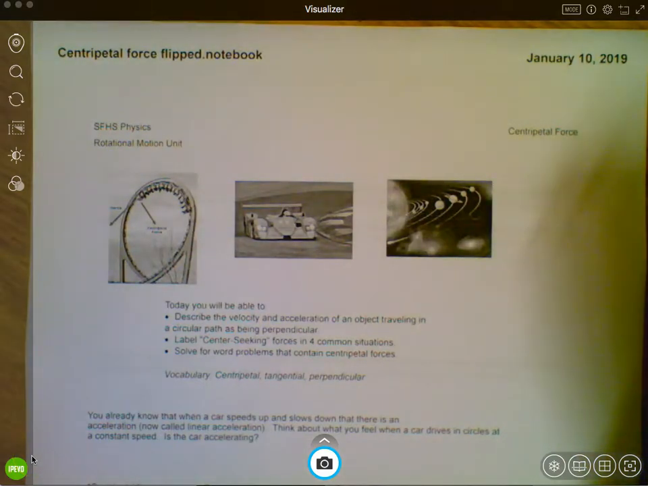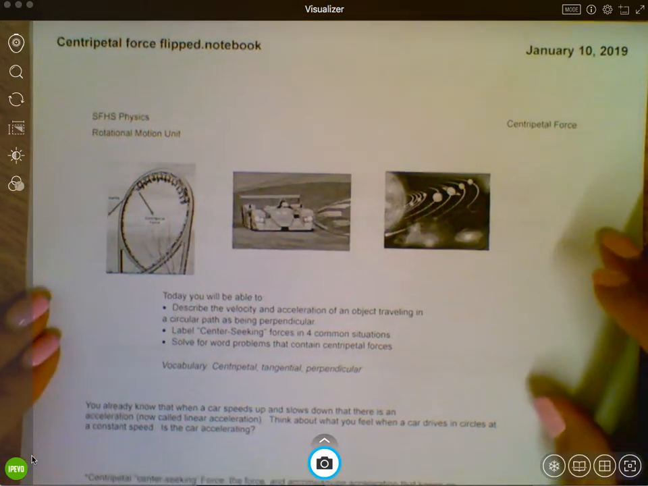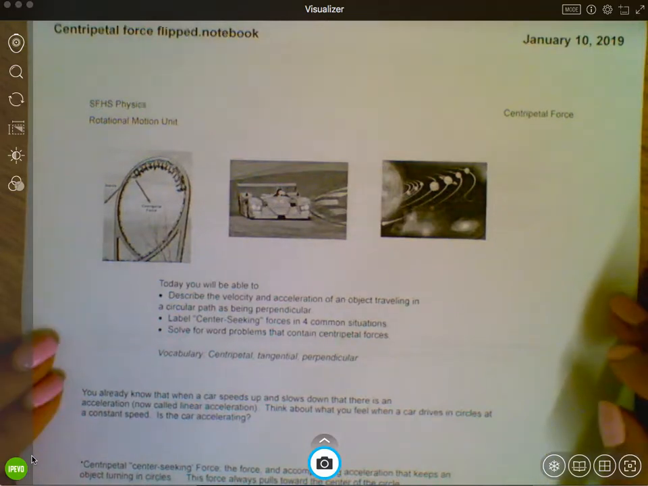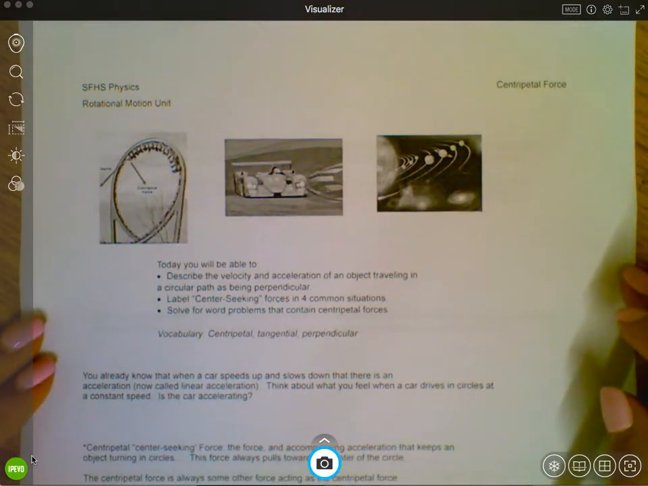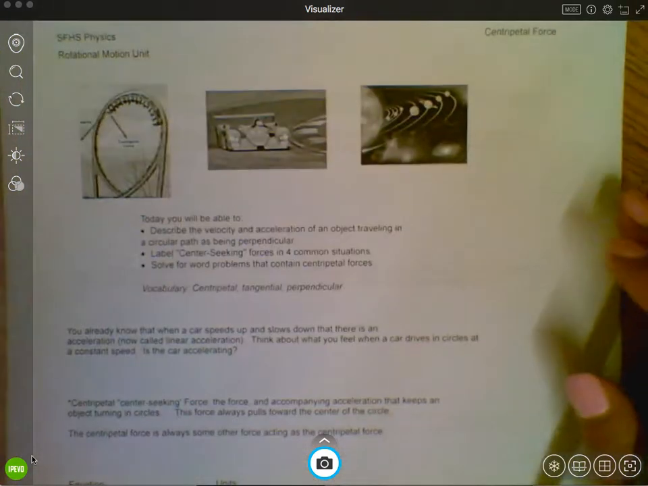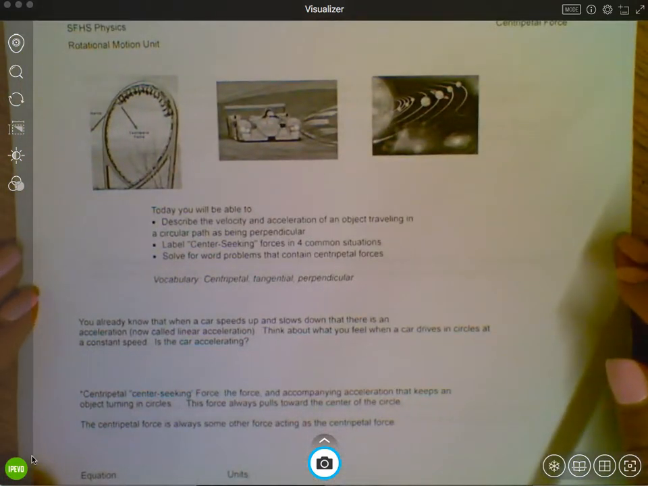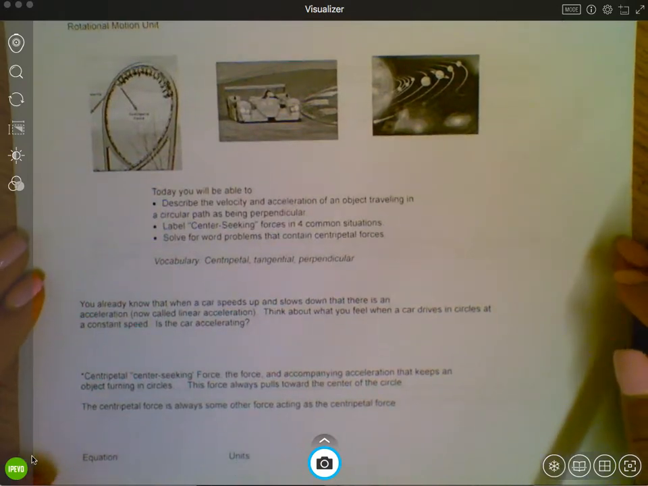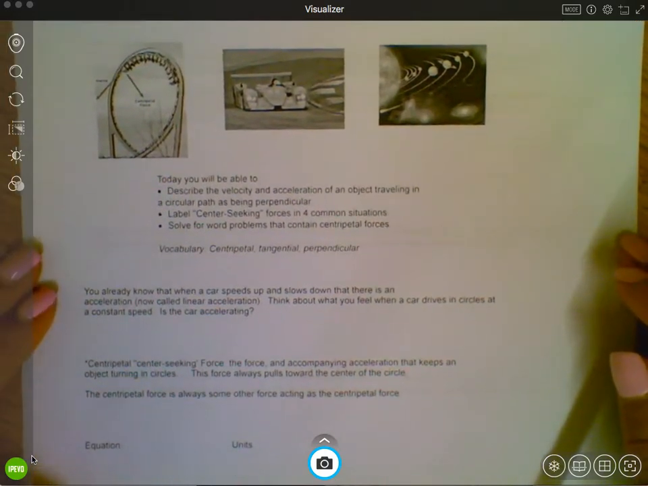Okay, this is Unit 7, Video 1 on centripetal force and centripetal acceleration. We are moving into a unit on rotational motion, things going in circles, around curves, things like that. Today we're going to talk about center-seeking forces. It's called the centripetal force, and we're going to learn how to solve some word problems using the centripetal force.